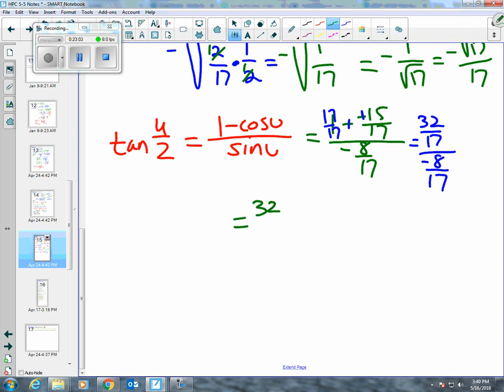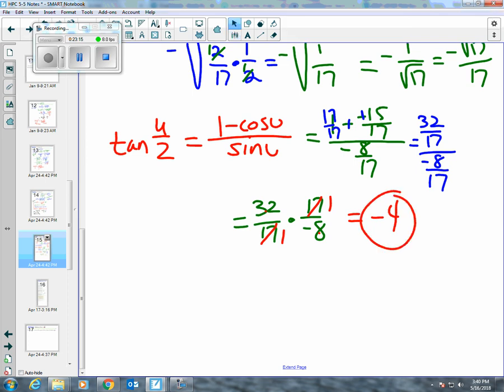So we have 32/17 multiplied by the reciprocal. So 17's divide to 1. And then 32 divided by negative 8. Yay! A nice number. We haven't had a whole number for a while, an integer, negative 4.